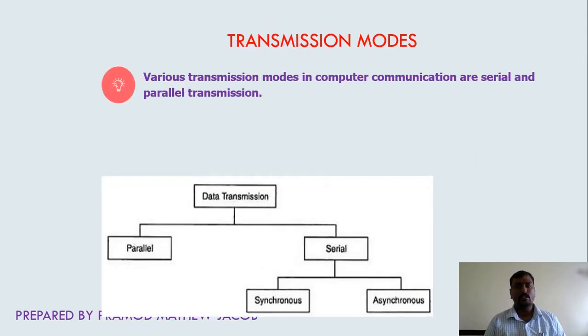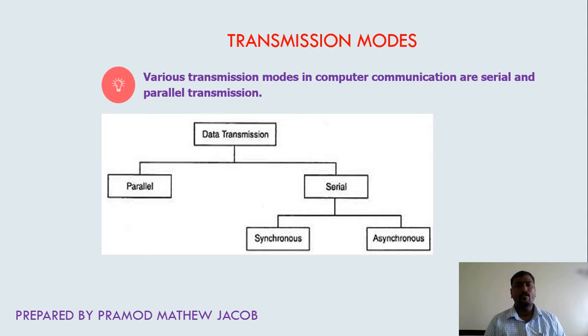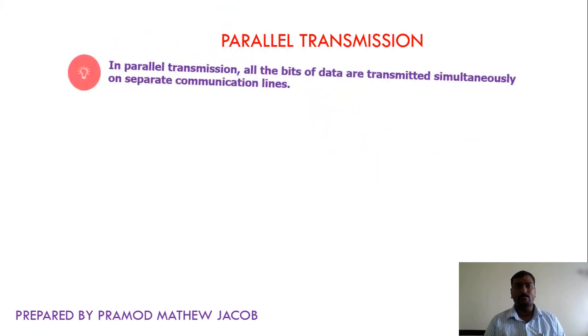In computer communication, the transmission modes are classified into parallel transmission and serial transmission. The serial transmission is again classified into synchronous and asynchronous modes. Let's see all these four transmission modes in detail in this lecture. First, let's learn what is parallel transmission.